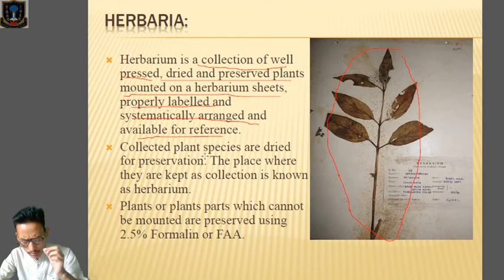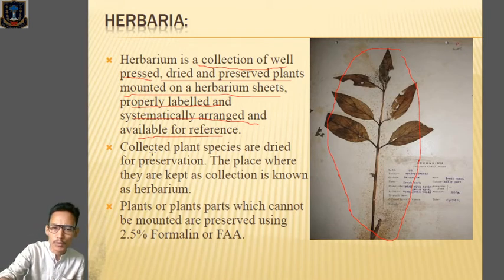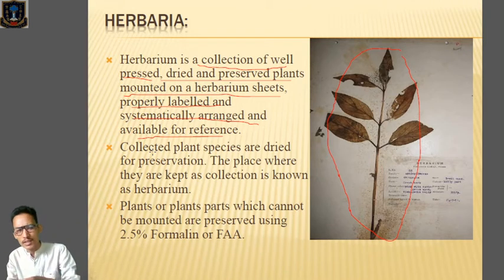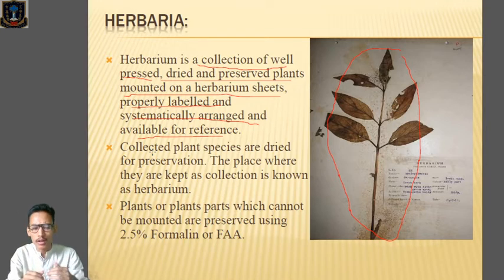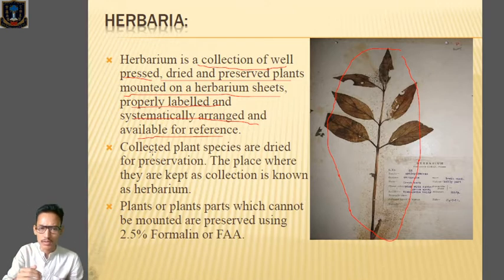So what needs to be done while we are going to create a herbarium sheet? The most important thing is that we have to collect the plant. Collection of plants is very important. We have to collect the plant from different habitats. So go to page number 1.16. No need to go into details, but just remember carefully how we can create a herbarium sheet. So the first thing is that we have to collect the species, so collection of plants.